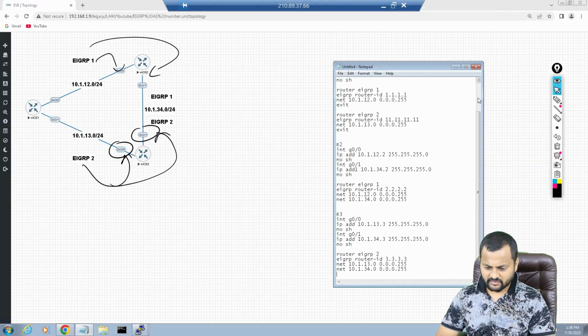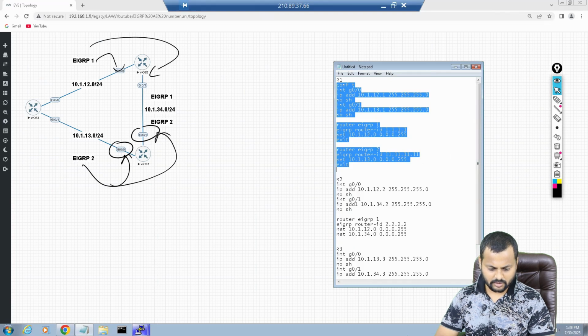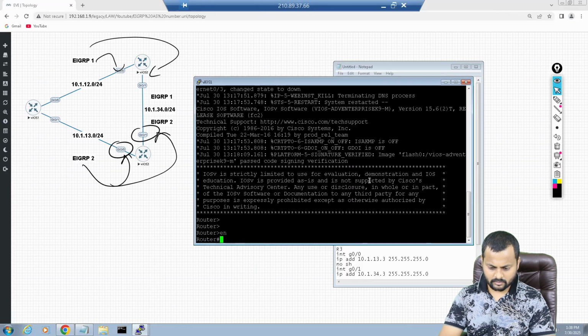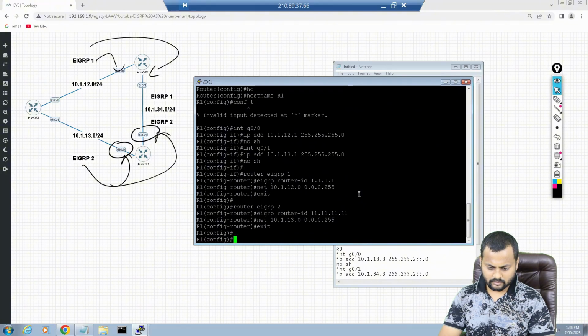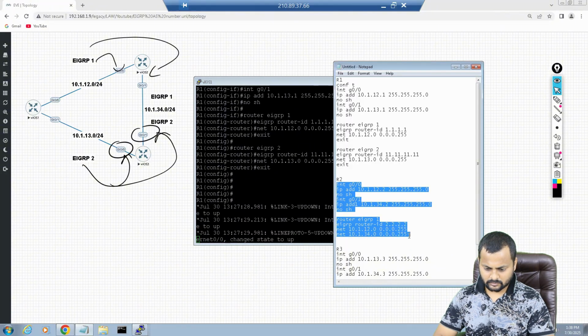Now let's copy and paste this configuration. On router number 1, I'll copy this configuration and put it in R1. Enable, configure terminal, hostname router 1. Here we go. Same thing on router number 2 now.